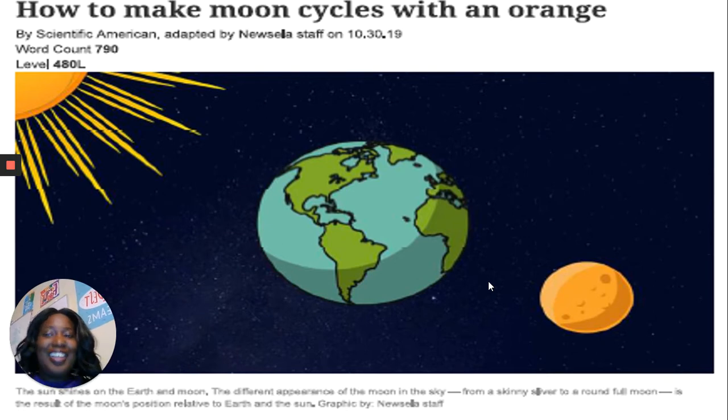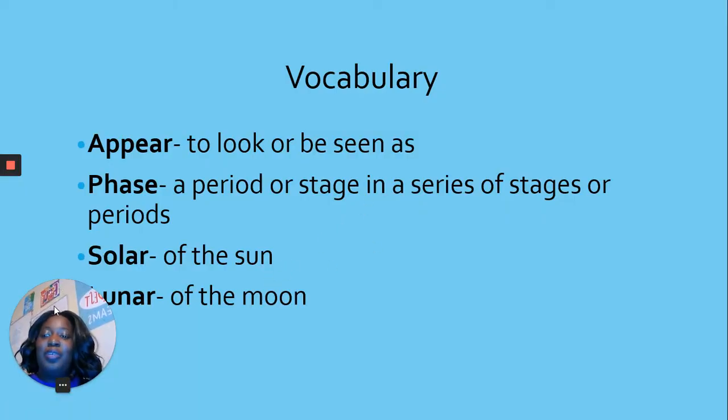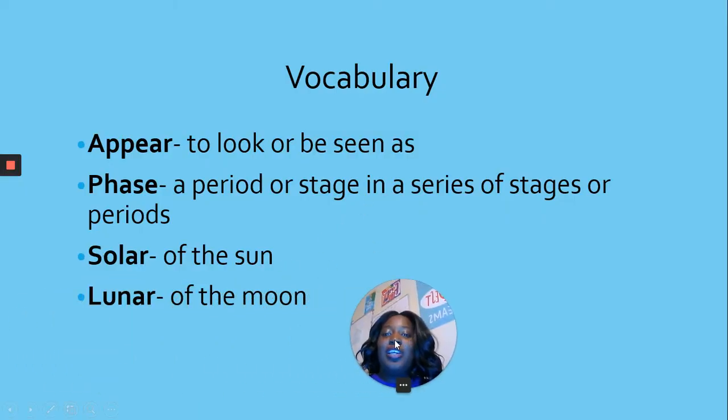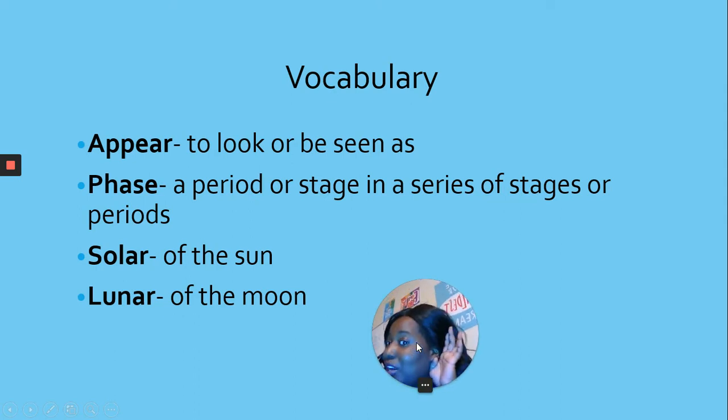All right, now that we have our packets out and ready, let's go over some vocabulary. The first vocabulary word that we're going to go over today is appeared. What word, guys? Nice. Appear means to look or be seen as. The next word is phase. What word, scholars? Nice. Phase. A period or stage in a series of stages or periods. So that means just a step in the process, right?